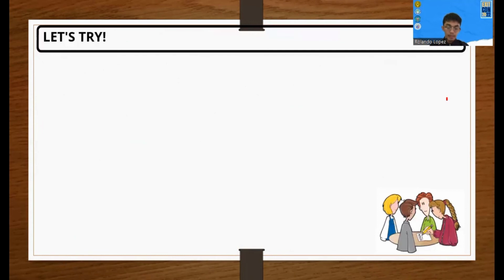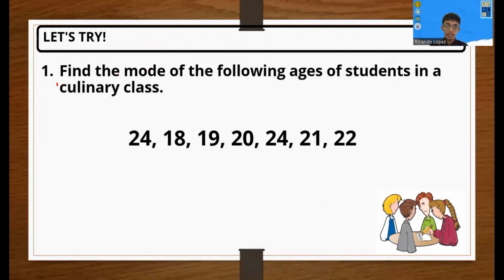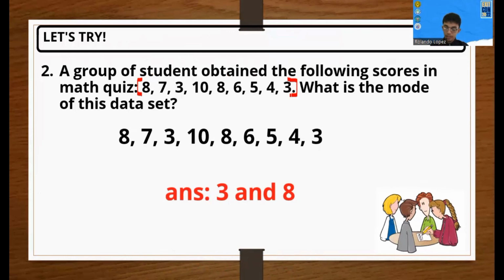Now, try to answer this to assist yourself if you understand how to get the mode. First question, find the mode of the following ages of students in a culinary class. This is the data. I will give you 1 minute to answer this. Let's check your answer. Your answer is correct. Very good. Since all of you got the correct answer, I guess you listened well.